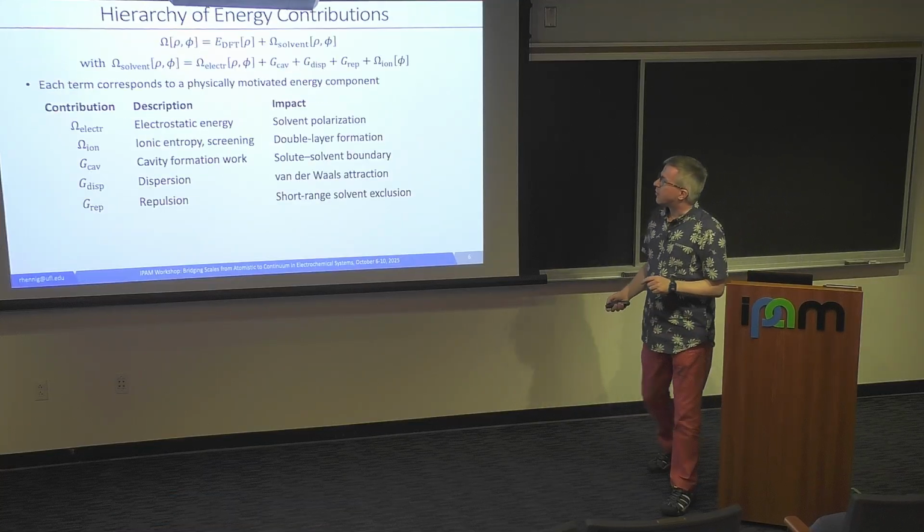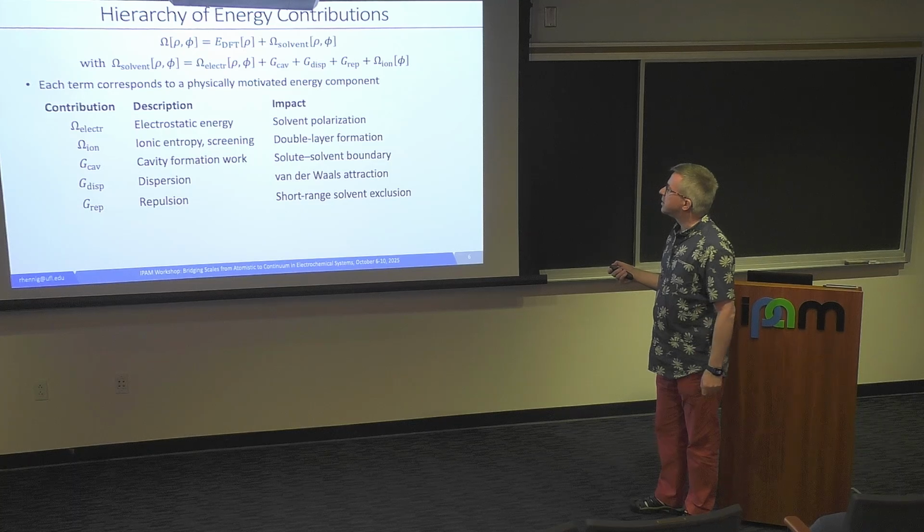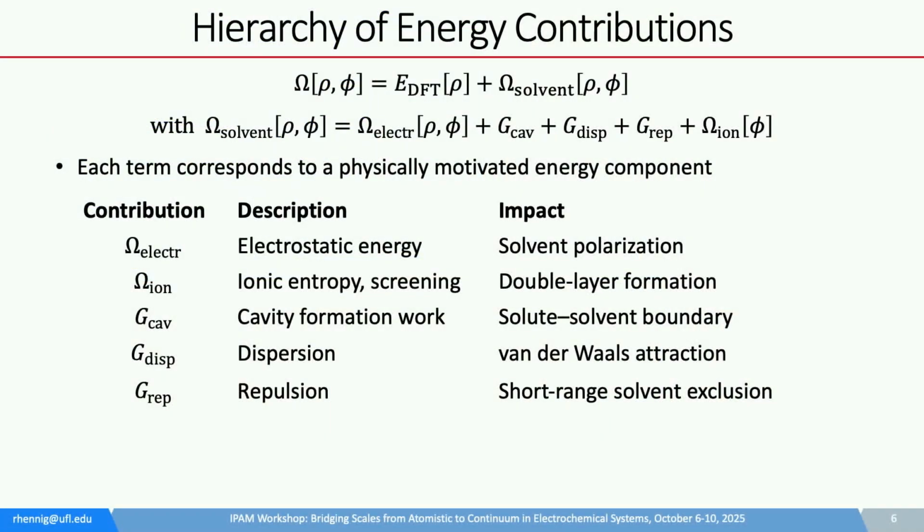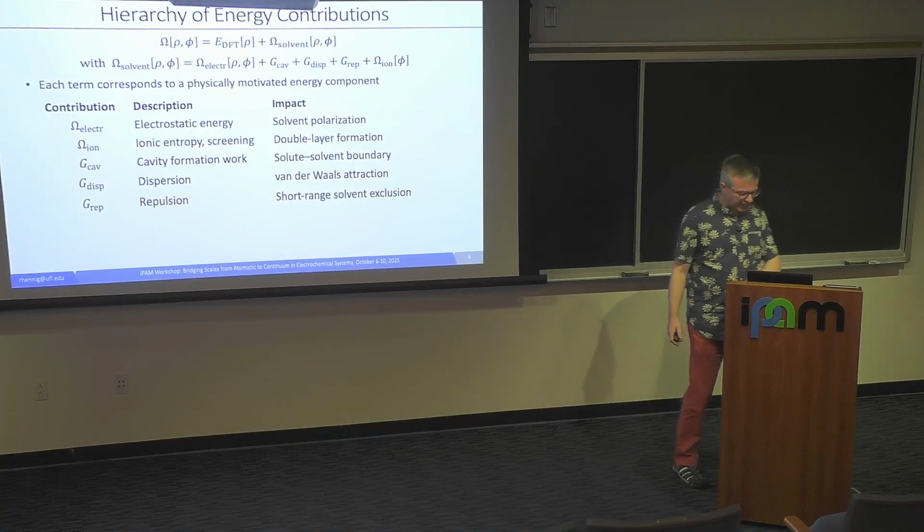So here's some of what I just essentially motivated. For the electrostatics, what we typically put in there is just our solvent polarization. For the ions, we're going to put an ionic entropy. I'll say a little bit more about that on the next few slides. And the ionic shielding, that gives us our double layer formation. Cavitation, the solute-solvent boundary is described by that, van der Waals. And then repulsion are various types of short-range volume exclusions you can add in there.